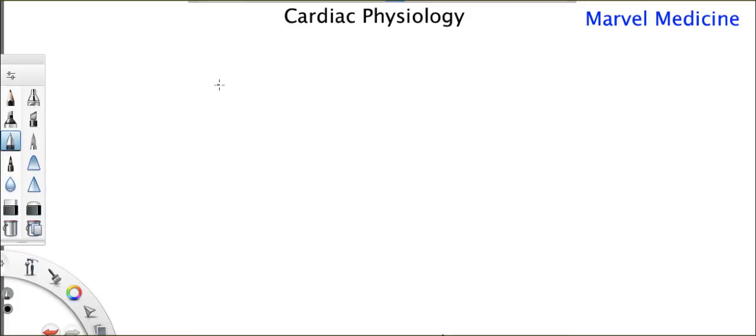Hey everyone. So this topic is about cardiac physiology, and I'm going to start with the basics first, okay? Because again, you have to know your foundation and your basics before you go on to even think about pathology or pathophysiology, okay? All right.